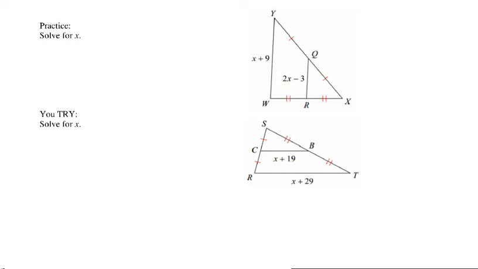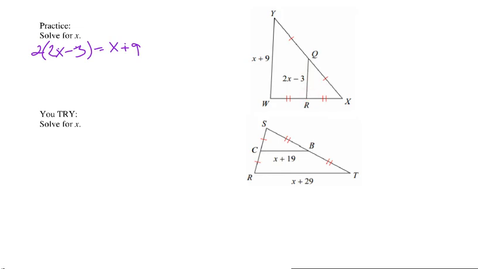So I am going to take my midsegment, and I'm going to double it, so multiply it by 2, and then set it equal to the x plus 9. So the other way you could have done it is you could take the x plus 9 and take half of that, so 1/2 times x plus 9, and make that equal to 2x minus 3.